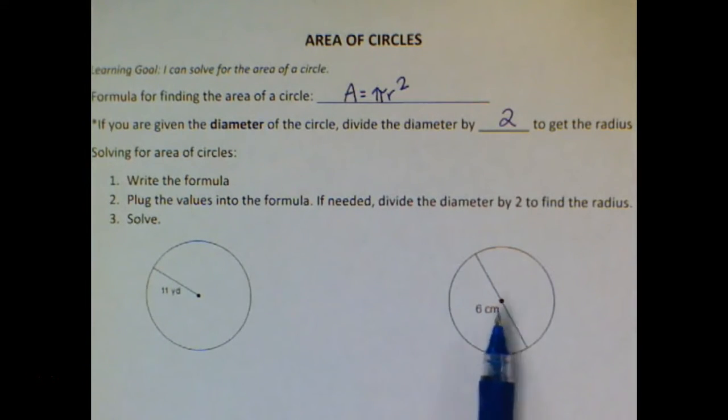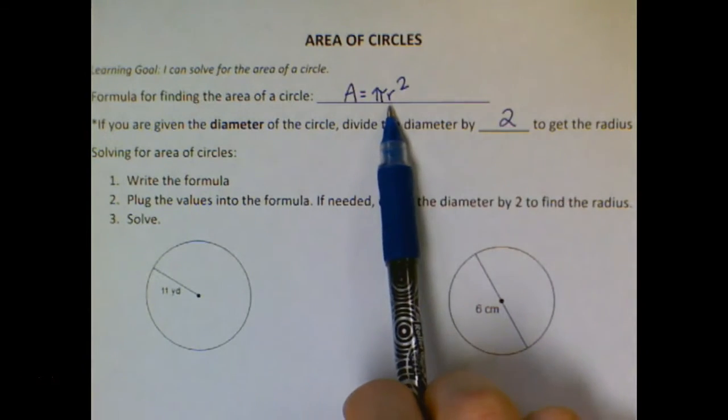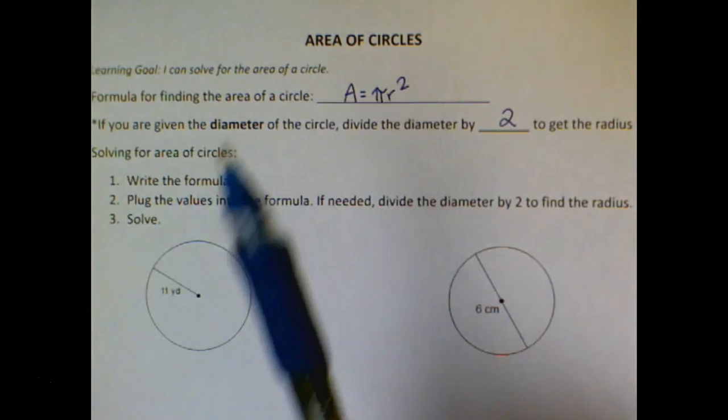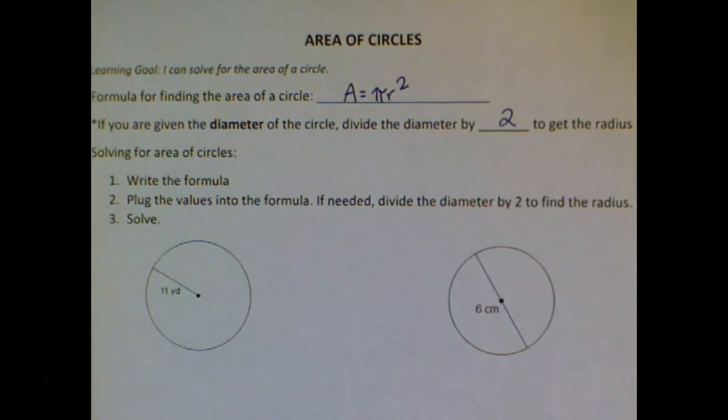Hint, hint, wink, wink. And work with the radius. Okay, so 3 steps to solve any of them. Number 1, write the formula. Let me repeat that. Number 1, write the formula.